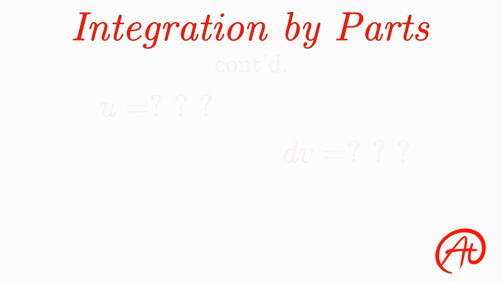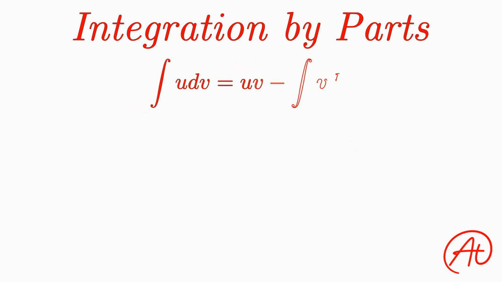Okay, so in the last video, you guys learned that the integration by parts formula looks like this, which basically says that if you have a difficult integral in the form u dv, then we can translate it into something that's potentially easier to solve in the form u times v minus the integral of v du.